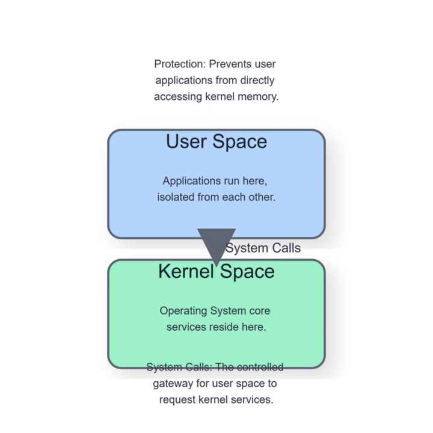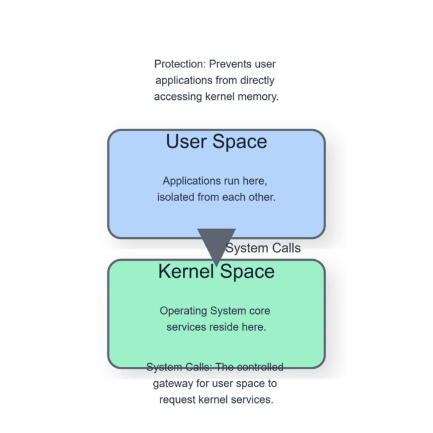So, how does user space talk to kernel space? It uses a strictly controlled gateway called system calls. These are specific, predefined functions that allow user applications to politely request services from the kernel, like reading a file or allocating memory. It's a secure, audited pathway, not a free-for-all.